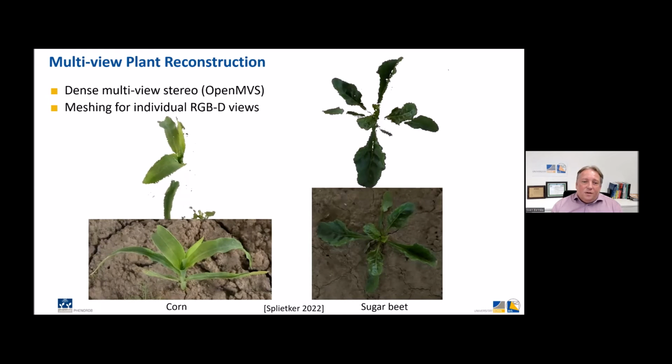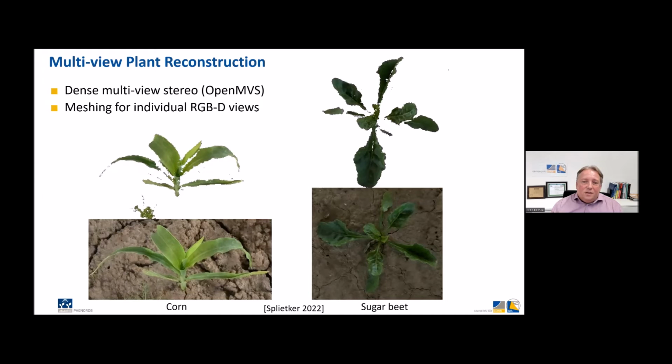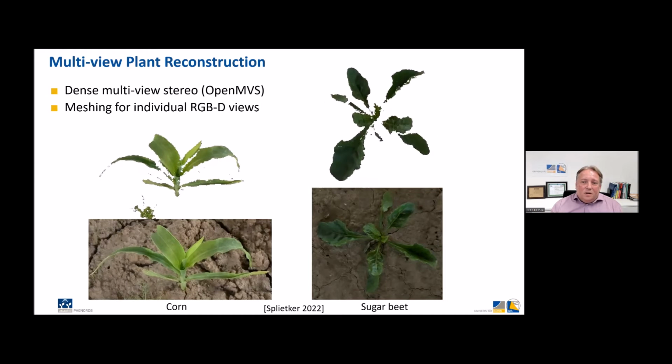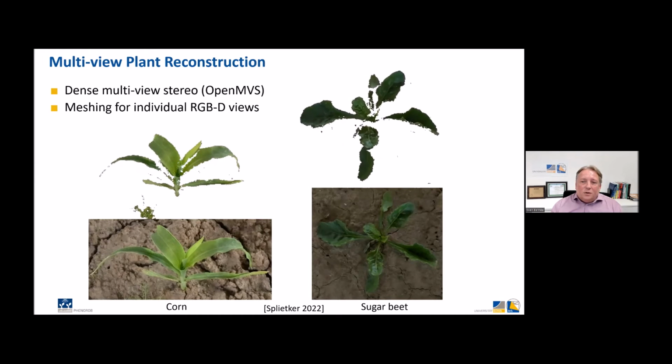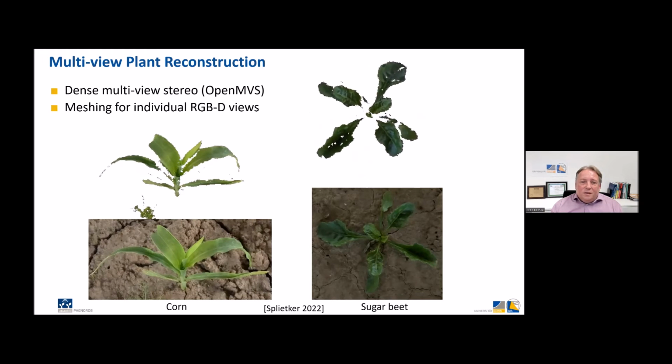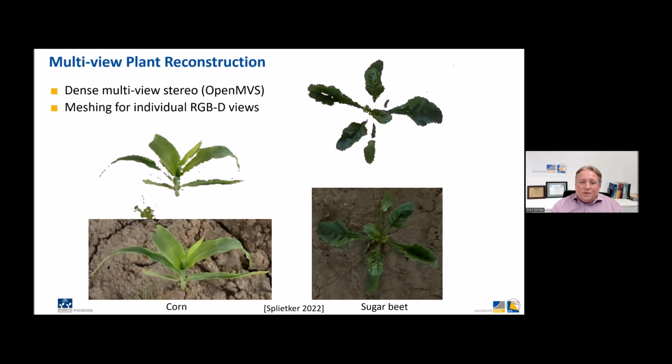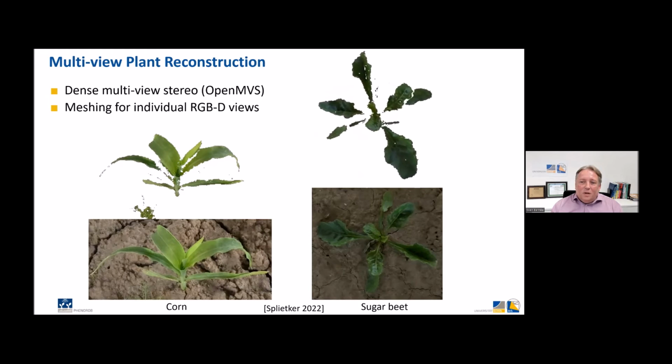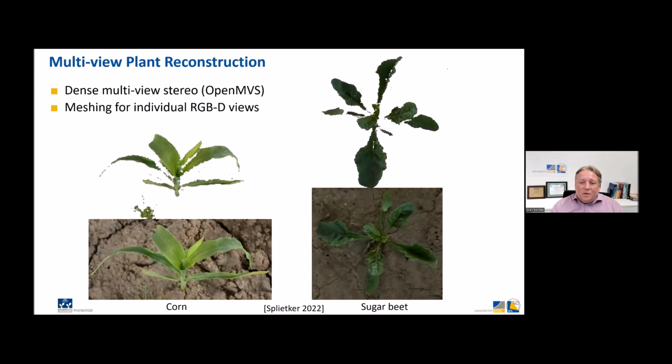So we have a decent level of detail, and the geometry is also often okay. But as you see, there are also gaps that come, for example, from occlusions or from specular reflections, where the assumptions are violated that this OpenMVS method actually makes.